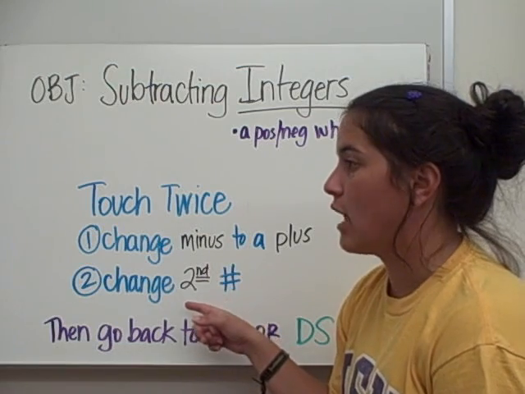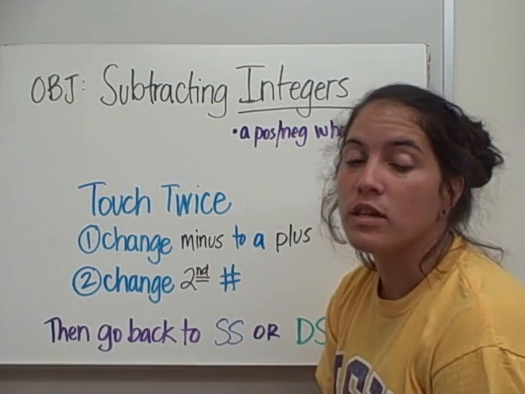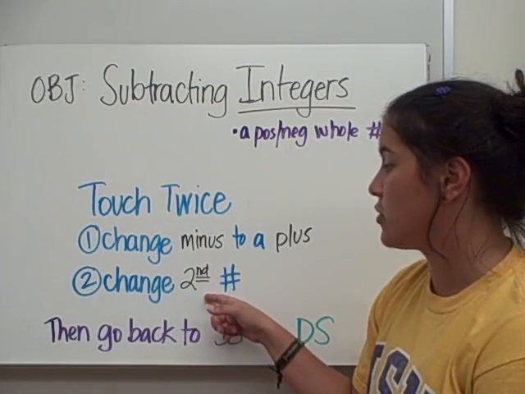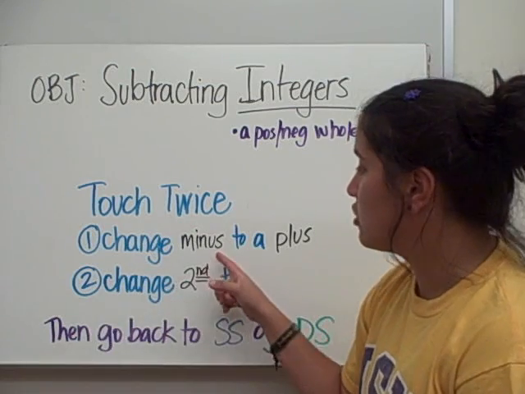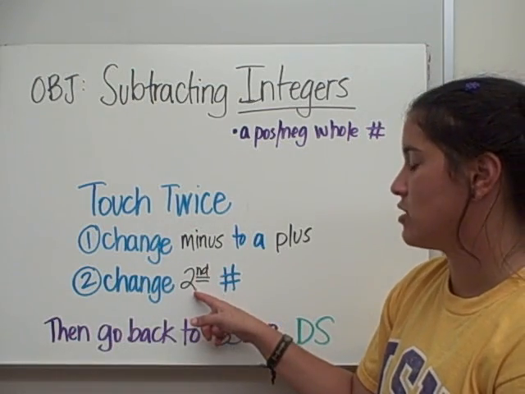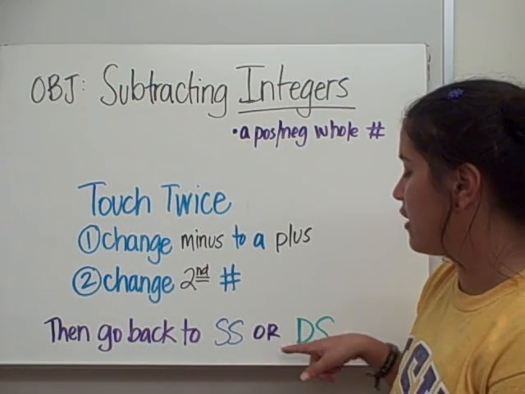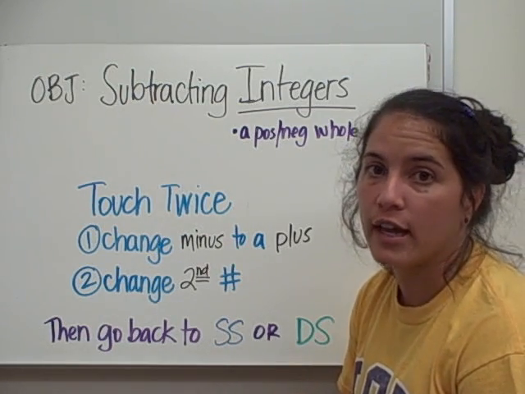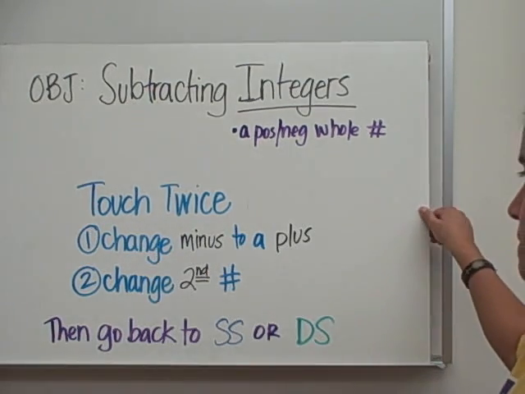The opposite meaning, step number 2 is you change the second number. When I say opposite, I mean the opposite number, as in positive or negative. So if it was a positive, you're going to change the second number to a negative, and if it was a negative, you're going to change it to a positive. After you change the minus to a plus and you touch the second number, then you're going to go back and use your same sign or different sign rules that you learned for adding integers. So it's either a same sign problem or a different sign problem.